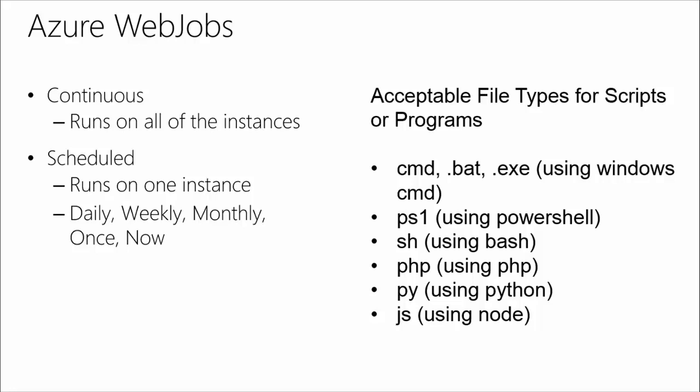Now, there's a lot of different acceptable file types or programs. They're listed here. And these web jobs don't require a separate VM to be spun up and created. No, they don't. They're just part of the website. That's right. So what determines where they're going to be run is only whether it's continuous or whether it's at a scheduled point in time. Got it.